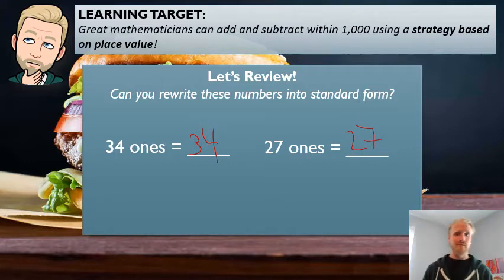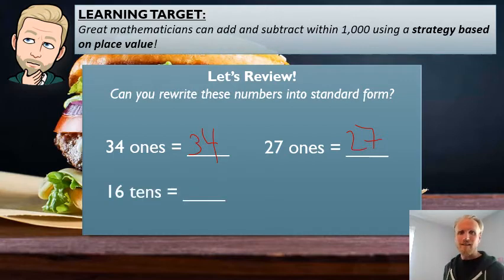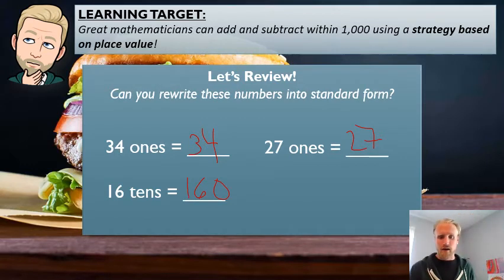27. All right, same thing. 10 ones equals 1 ten. So let's kick it up a notch. What about 16 tens? How would we write that in standard form? All right, give me a fist bump. Boop. Because you got it. So we know that 10 tens is equal to 100. So I know I have 100. 6 tens is equal to 60. So 160. All right, let's do one last practice before we get into today's.